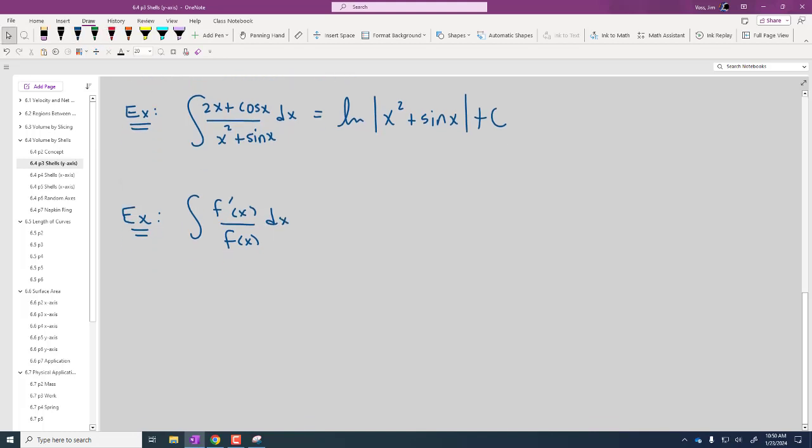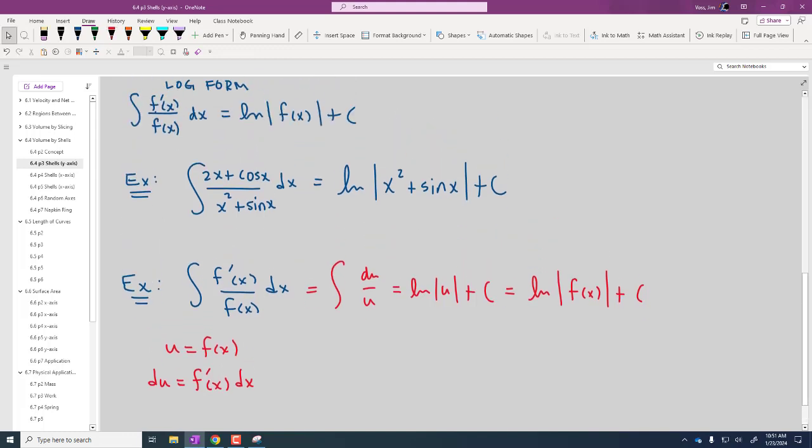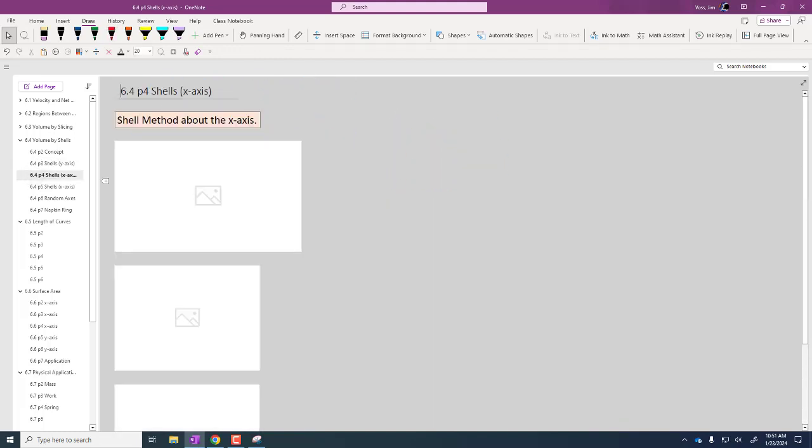So if we have that form, if we let u equal f of x, well then du is f prime of x times dx. And that tells us then that we end up with du over u, which is natural log absolute u, which is natural log, if we back substitute, absolute f. So every single time that's going to work. If the denominator's derivative is in the numerator, you can cut to the chase. You can avoid substitution. Of course, substitution is going to work, but if you don't need it, why use it? All right, so we're going to call that log form.